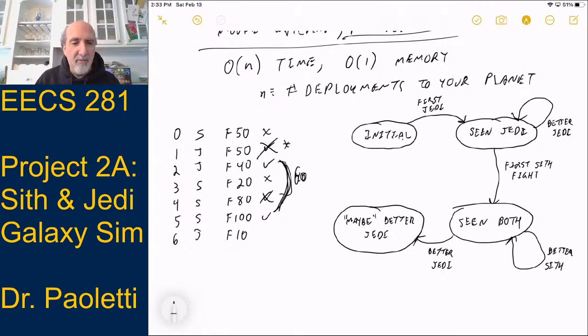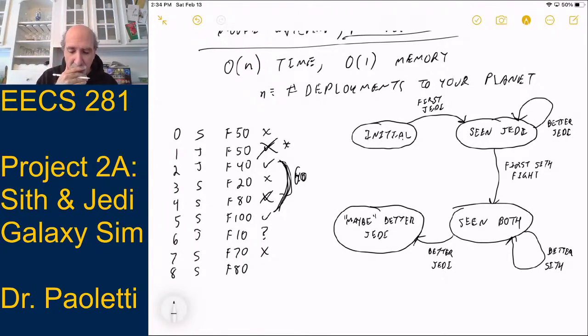Now, what happens if at time 7, I saw a Sith with Force 70? Okay, so that one was potentially interesting. Now, the Force 70, that would be a difference of 60, but I've already seen a difference of 60. You go with the earliest one. So if there's a tie on the difference, you always go with the earliest one. So that's not interesting. Okay, at time 8, a Sith arrives with a force of 80, and now that's strictly better. That's a difference of 70. That's more interesting than 60.